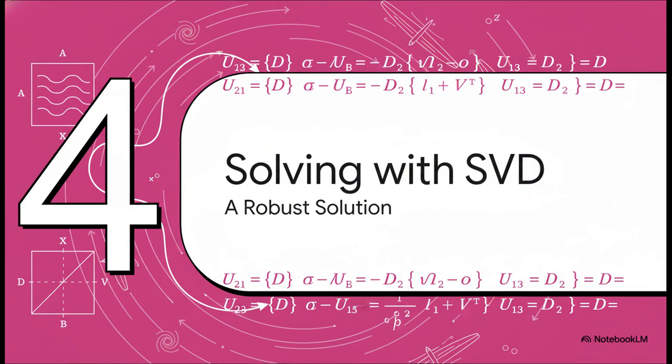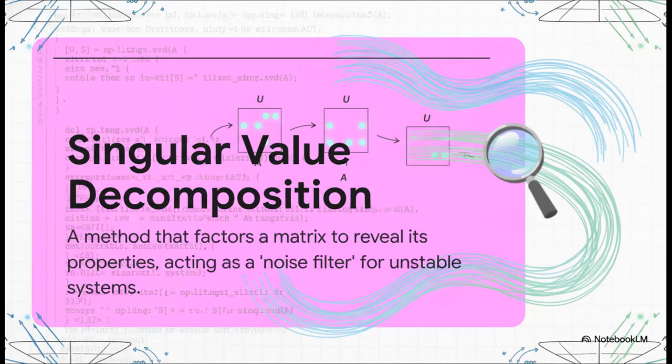So to fix this, to tame our wobbly matrix, we need to pull out a bigger mathematical tool. And that tool is called singular value decomposition, or SVD. It's what's going to give us a much more robust, much more stable solution. So, what is singular value decomposition? Think of it like a noise filter for our unstable system. It works by taking our matrix A and breaking it down into its most fundamental parts. It separates the really strong, important signals from the weak, noisy ones that are causing all the problems.